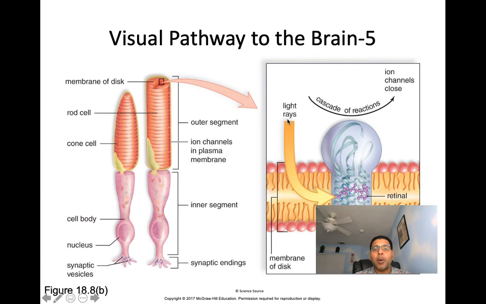Rhodopsin is, again, our light-absorbing molecule. When light comes in, light is going to be absorbed by this rhodopsin, and then this rhodopsin will change shapes, eventually leading to a cascade of reactions that are going to cause our ion channels to close. And when the ion channels close, this will lead to the next cell in the pathway being stimulated, eventually allowing signals to be sent to the brain, allowing us to understand what we are seeing.